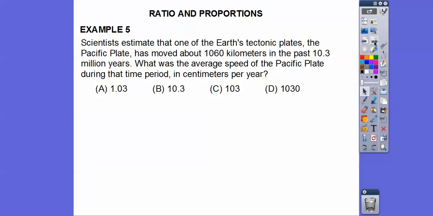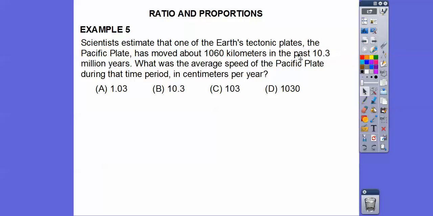All right, scientists estimate that one of the Earth's tectonic plates, which is called the Pacific Plate, has moved about 1,060 kilometers in the past 10.3 million years. What is the average speed of the Pacific Plate during that time period in centimeters per year? Okay, well here we have kilometers per million years. Okay, so we have kilometers per years right here.